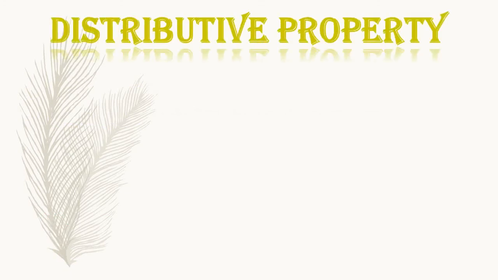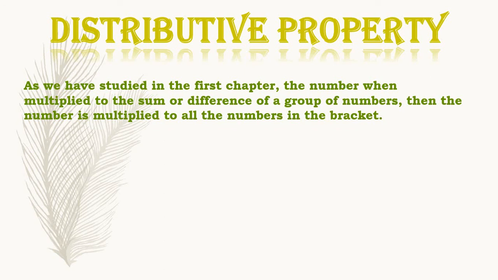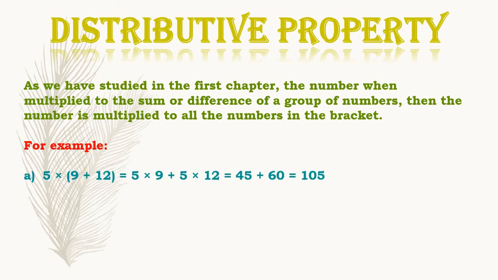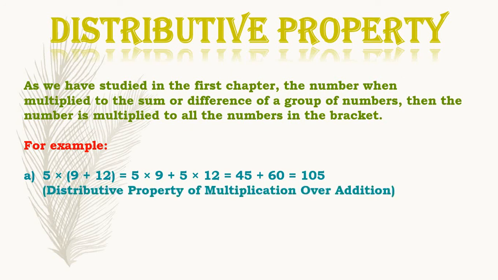Distributive property. As we have studied in the first chapter, when a number is multiplied to the sum or difference of a group of numbers, the number is multiplied to all the numbers in the bracket. For example, 5 into, in bracket, 9 plus 12. See here, 5 is multiplied to the sum of 9 and 12. Right? So 5 will be multiplied to 9 also and 5 will be multiplied to 12 also, and in the middle we'll put the same addition sign. So it will be 45 plus 60, 105. This is called distributive property of multiplication over addition because in the bracket the numbers were added.